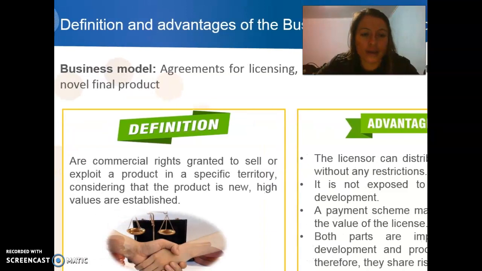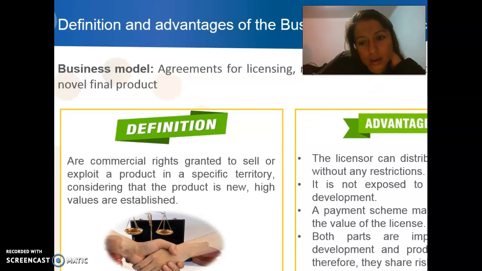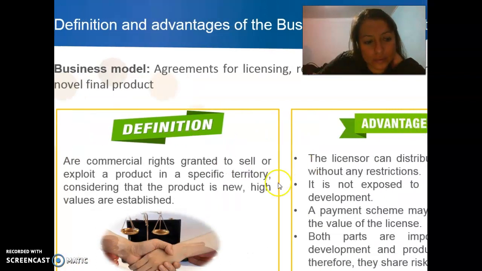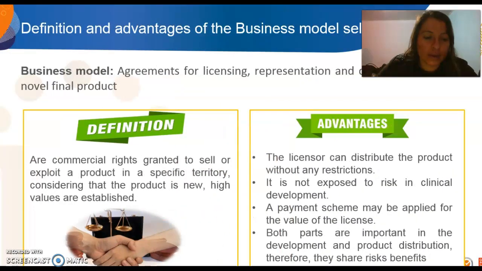Definition and advantage of the business model selection. Business model: agreements for license, representation, and distribution of a novel final product. Definition: commercial rights granted to sell or exploit a product in a specific territory. Considering that the product is known, high values are established.